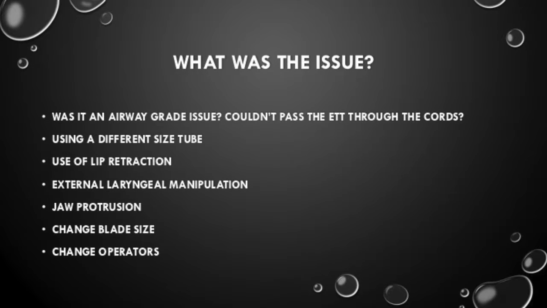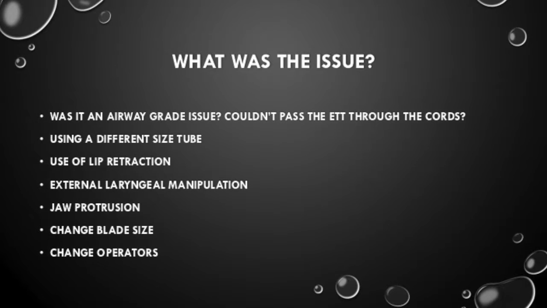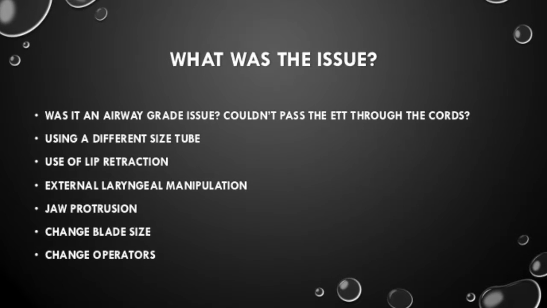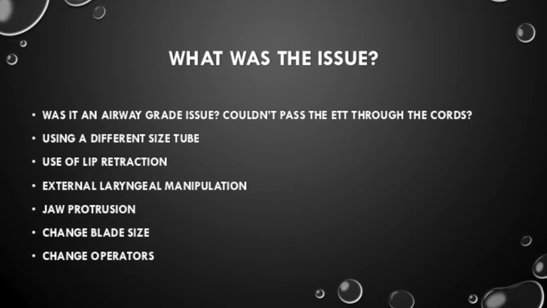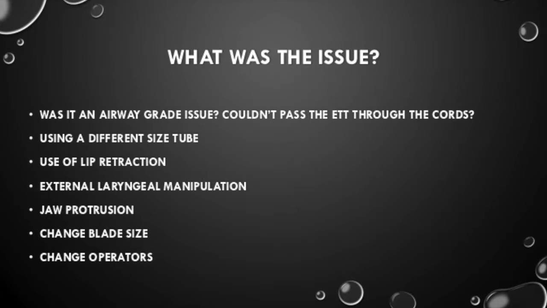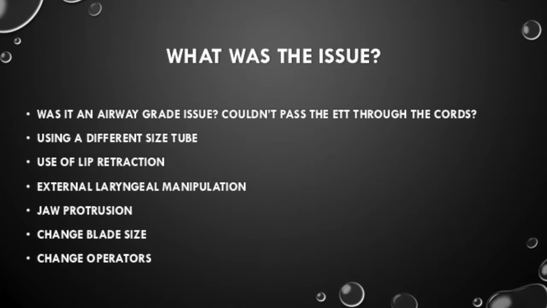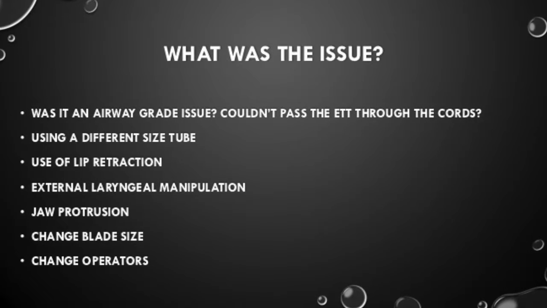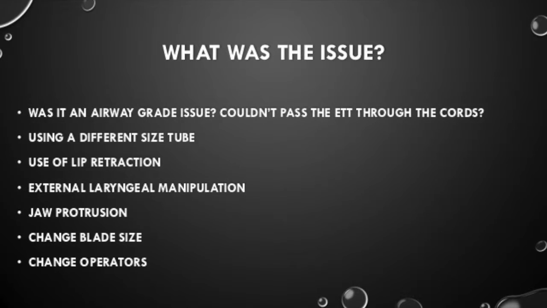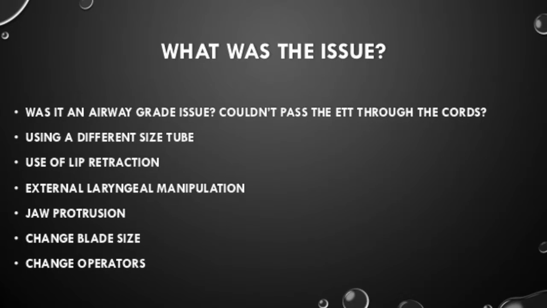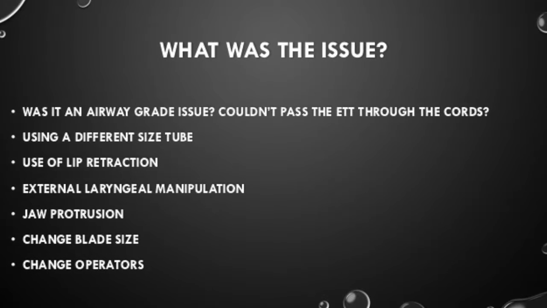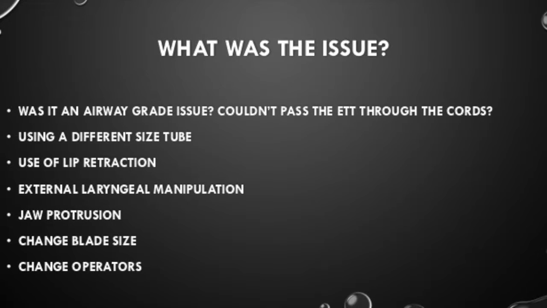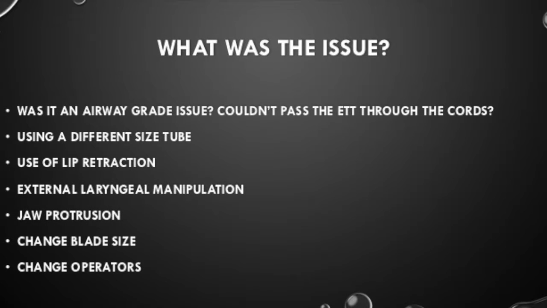Was there an issue with the airway grade? Were you unable to put the patient in the best position? Use a different size tube, use different techniques to get a better view and better access, use external laryngeal manipulation, retract the lip so you have a bigger mouth opening, jaw protrusion, some help from assistants, go down to a size 3 blade, get your partner to have an intubation attempt. Do everything you can to make the intubation more successful.